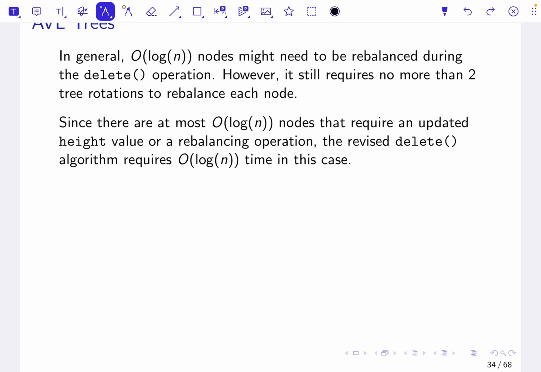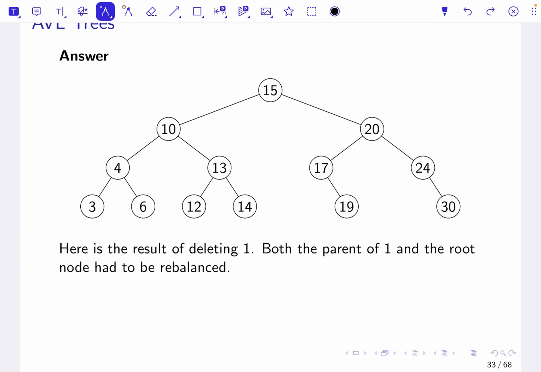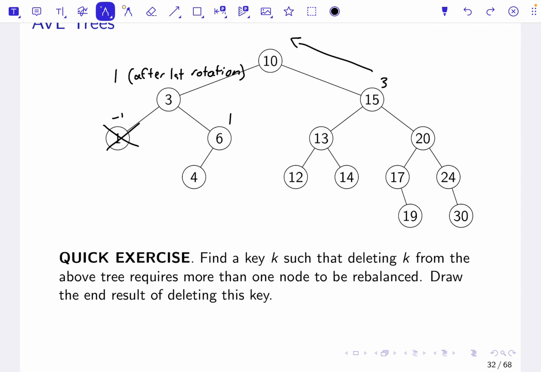So since we're moving up the tree from the root, you may remember from earlier classes, we discussed how the height of the tree with n nodes is always big O of log n. And additionally, when we change anything about the tree, it only affects nodes that are in its path to the root. So like deleting 1 upset the balance of node 3 and 10, but didn't change anything about 13 or 24 or 4.